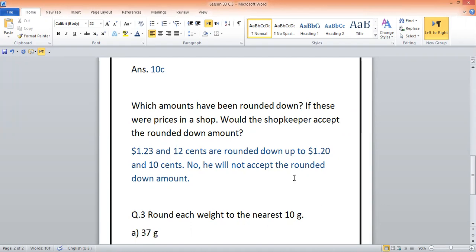Round 37 gram to the nearest 10 gram. Share your answers in the chat box, guys. Ahmad Muhammad, very good. Hamza Suleiman, very good. Jihad, very good. Ahmad Jibrail, very good. Iyad Khalid, very good. Amar, very good. Eham, very good. Karim Nasir, very good. No, Ahmad Shihab, check your answer again.